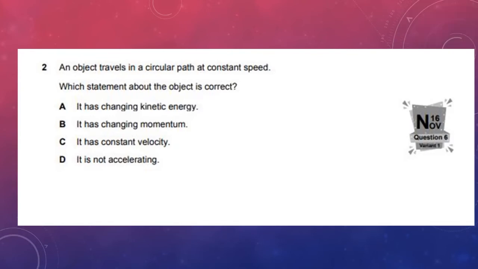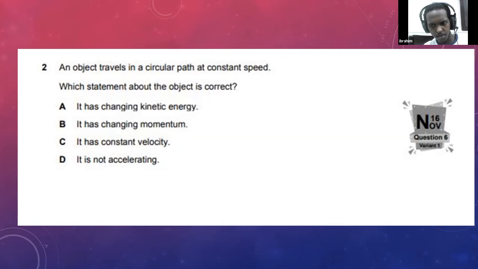Try to answer. It's not accelerating. Is it C? Constant velocity? All of you choose answer C. No, it has constant velocity. I picked D. Picked C. What is your answer, Ibrahim? C. Okay. My answer is it has changing momentum.